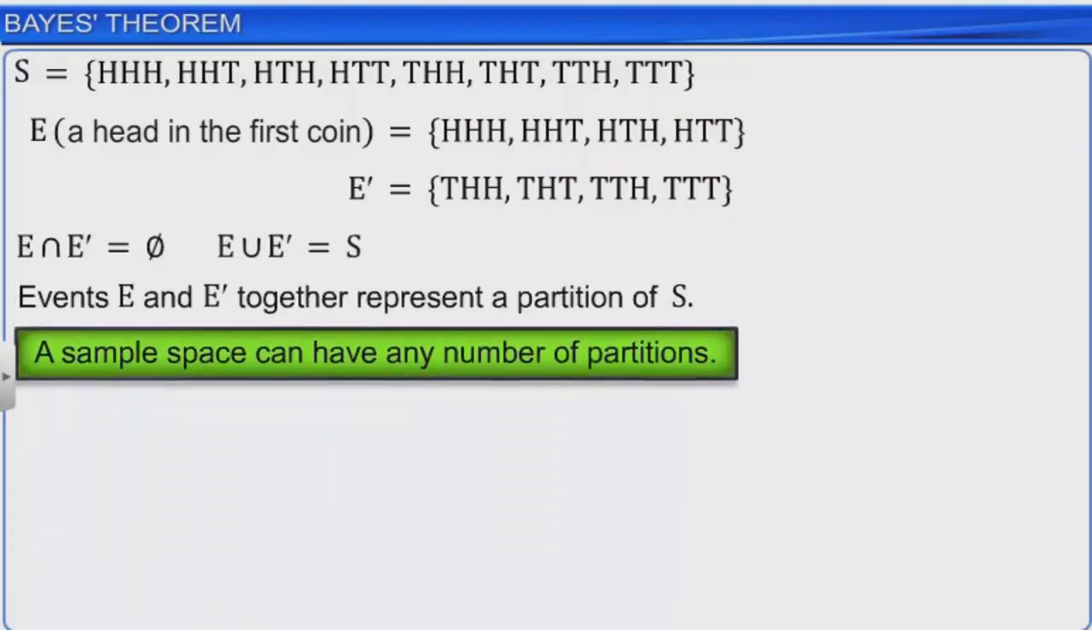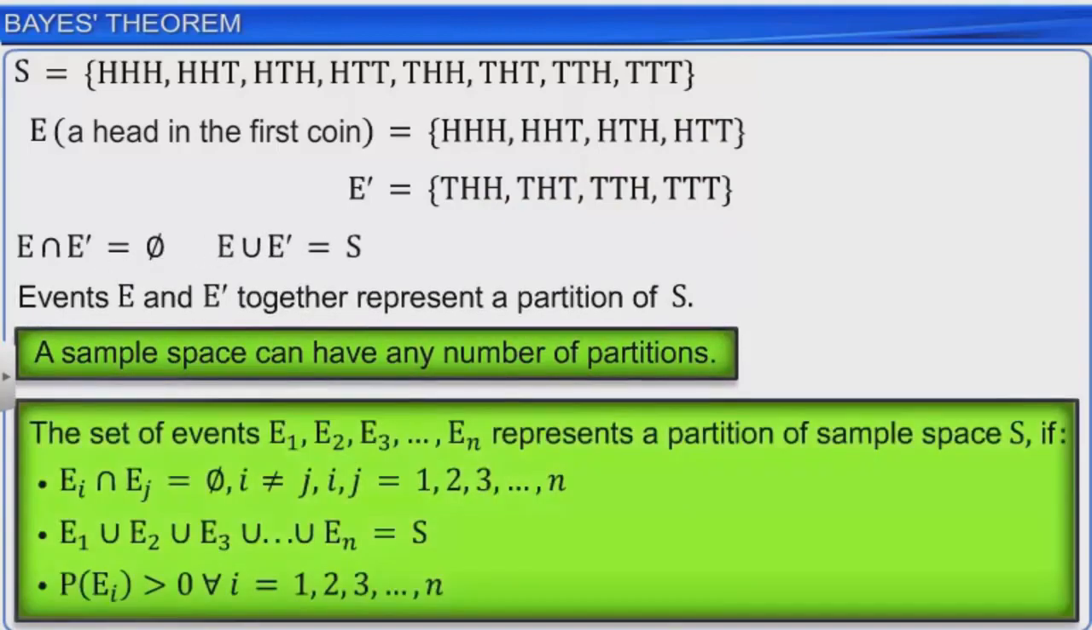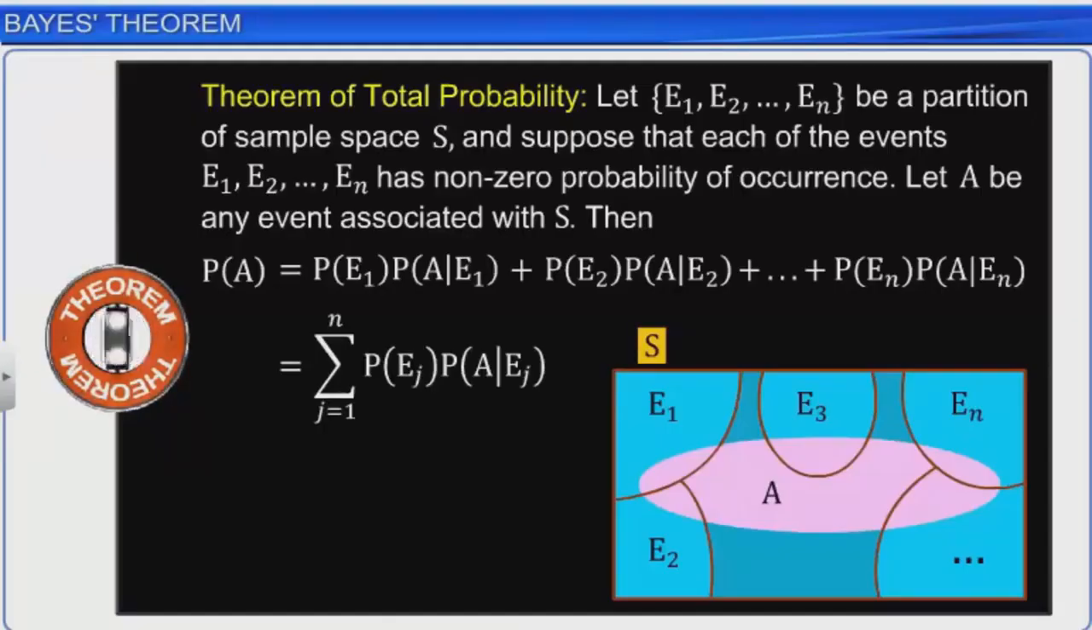In general, a set of events E1, E2, E3, and so on till En represents a partition of sample space S if they are pairwise disjoint. The union of the events is the sample space itself, and the probability of each event is greater than 0. Next, let's discuss the theorem of total probability, which is based on the partitions of a sample space.